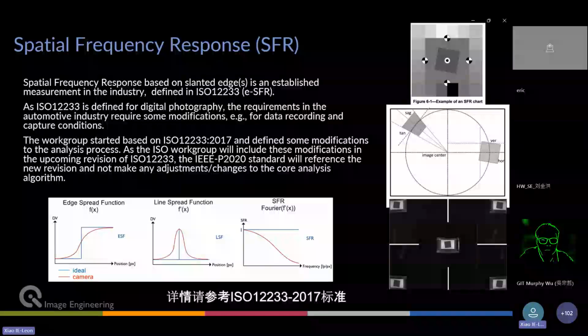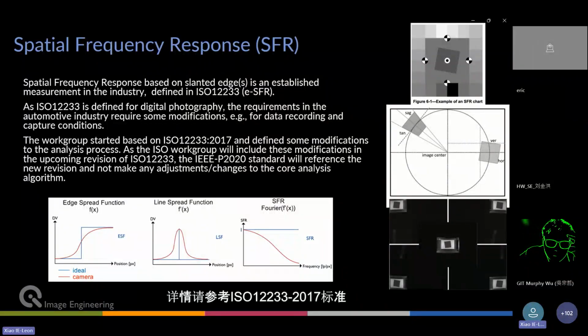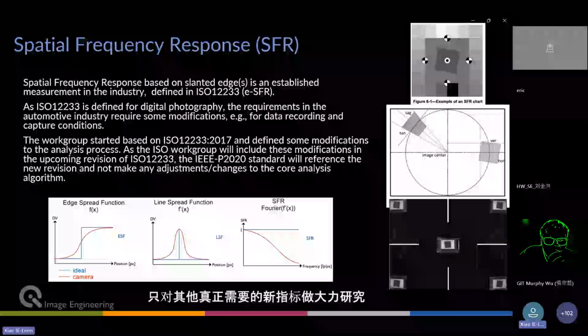So when the workgroup started, there was the ISO standard 12233. 2017 was just published, and there was no indication that there's going to be an update anytime soon. So P2020 started to define modifications to the standard that are actually needed.